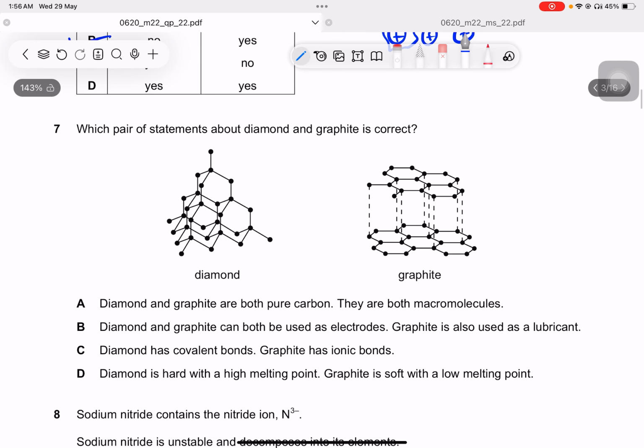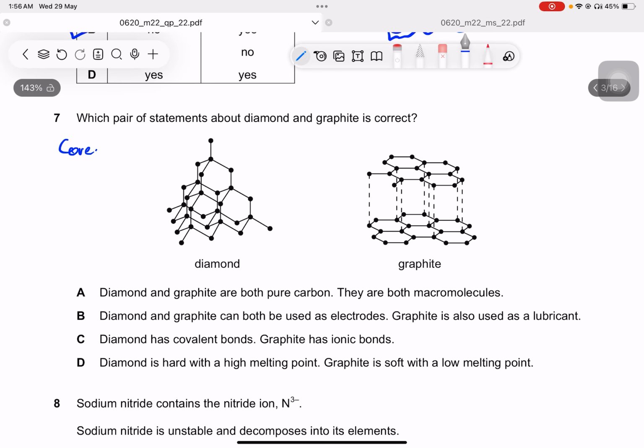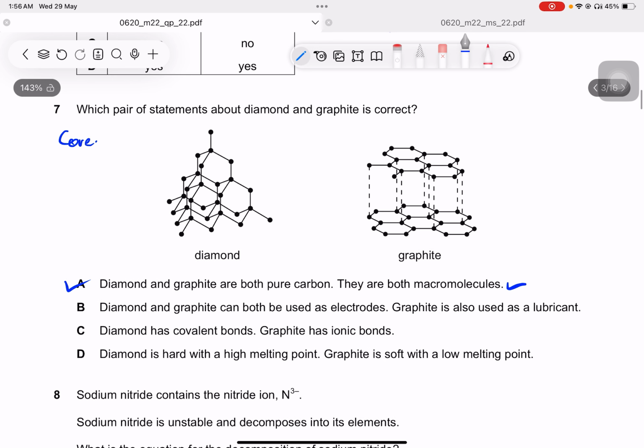Next, this is also from the core. Which pair of statements about diamond and graphite is correct? Diamond and graphite are both pure carbon. They're both macromolecules. Correct. Macromolecules means they have a giant covalent structure and they are both allotropes of carbon. Next, diamond and graphite can both be used as electrodes. No, diamond does not conduct electricity, so not used as electrode.